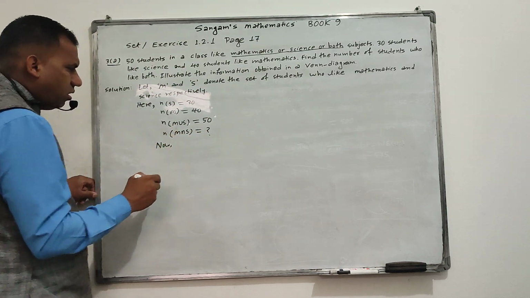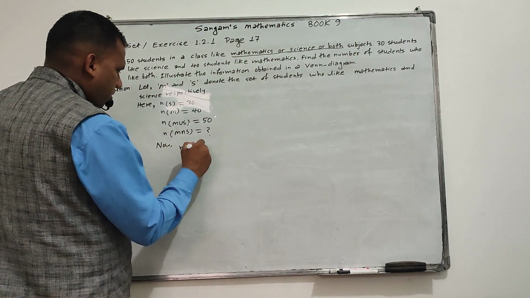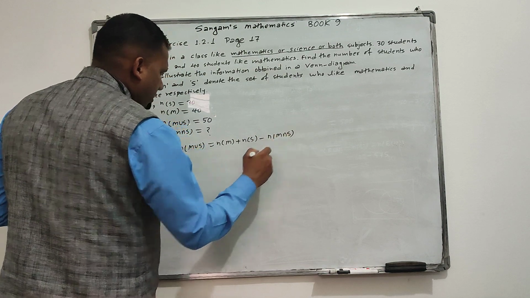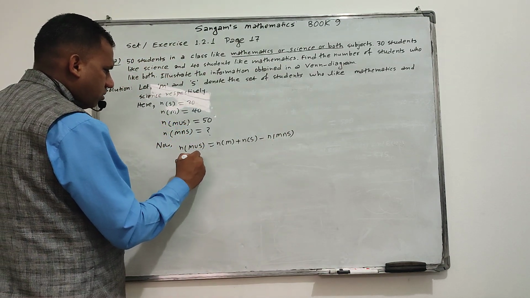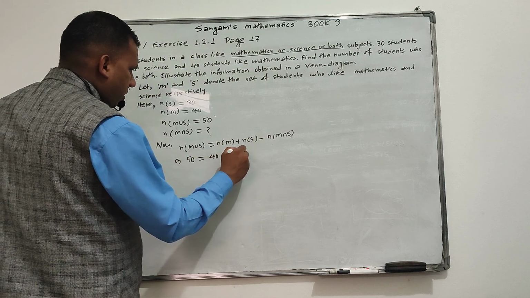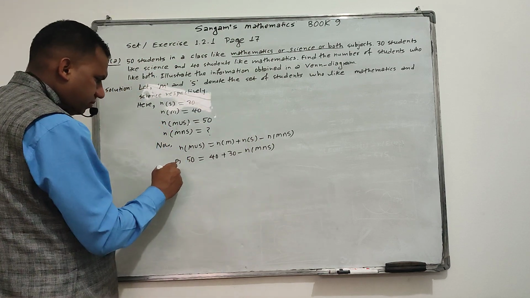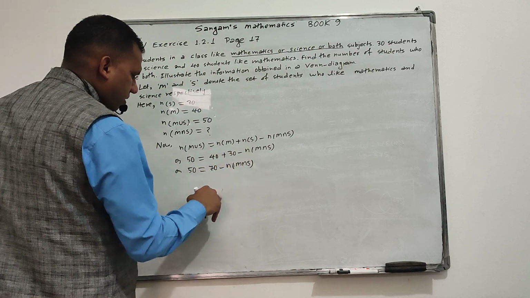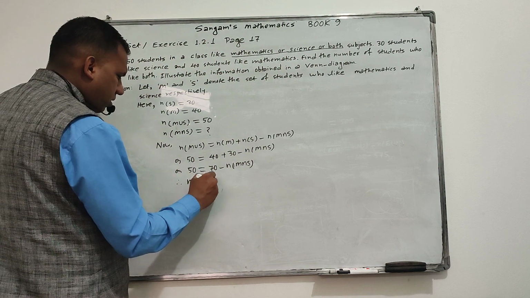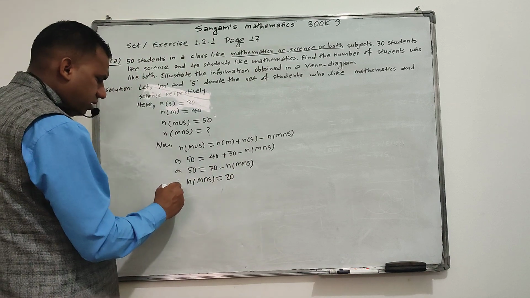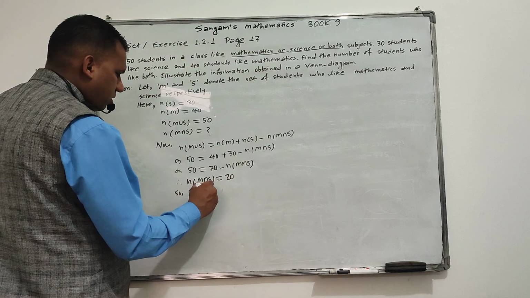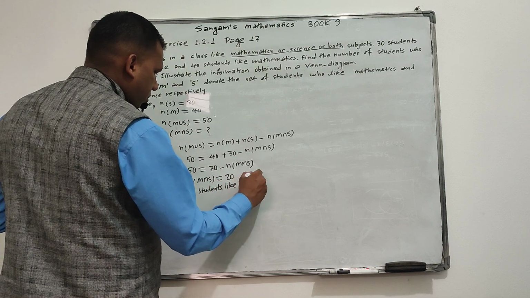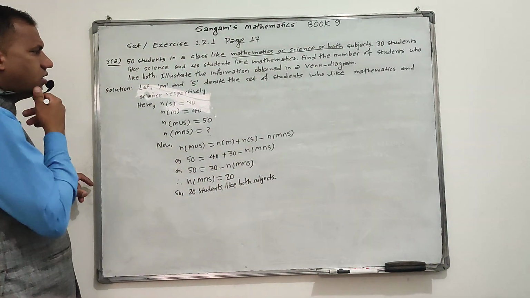Now, the number of M union S equals number of M plus number of S minus number of M intersection S, or 50 equals 40 plus 30 minus number of M intersection S, or 50 equals 70 minus number of M intersection S. Therefore, number of M intersection S equals 70 minus 50, that is 20. So 20 students like both subjects.